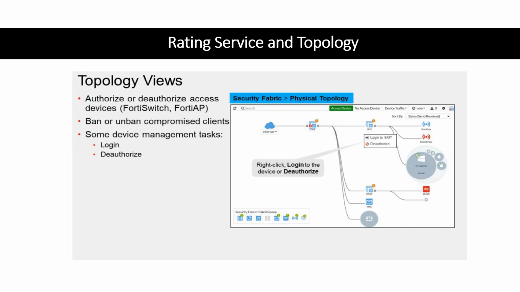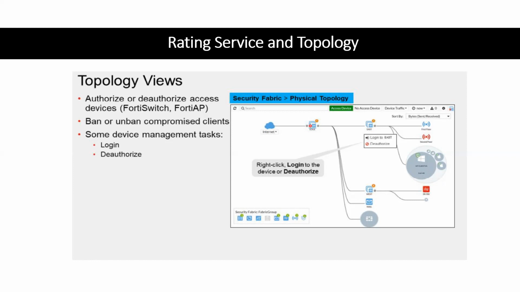You can ban or unban, right? Indicators of compromise, right? Maybe you have a PC and it's like, all right, we quarantined you, but you're fine. You can go ahead and do this from the physical topology view. You can log into other FortiGates. You can deauthorize different FortiGates. So there's a lot of things you can do from physical topology.